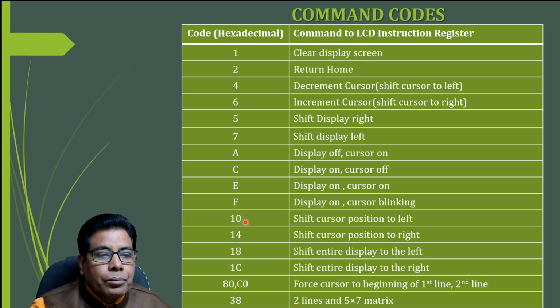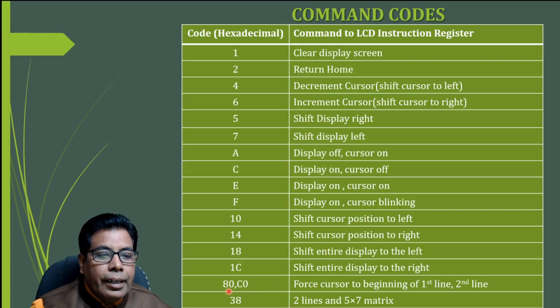Then 10 is for shift cursor position to the left. Then 14 is shift cursor position to the right. Then 18 is shift entire display to the left, and 1C shift entire display to the right. Entire display means whatever characters we are displaying can be shifted to the left or right with the help of these commands.